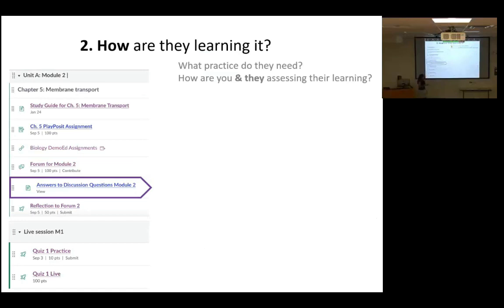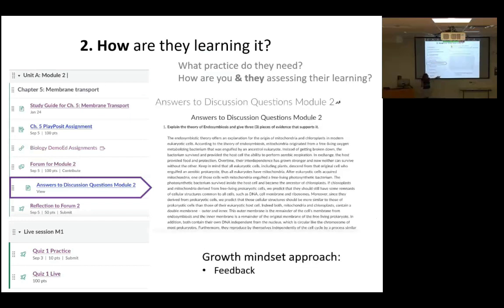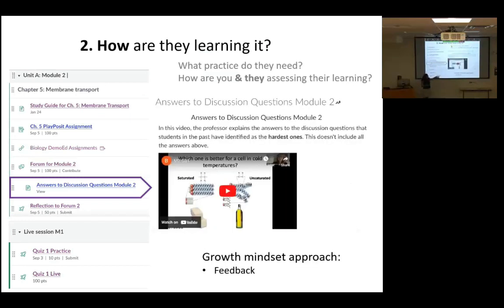And once they submit the answers to their questions, then they get access to the answers that I wrote. So then they get to see the answers that I wrote. So everybody gets feedback on what they submitted. Even though I have hundreds of students in my class, everybody's getting feedback. I also have a video of me explaining the answers to the hardest questions.